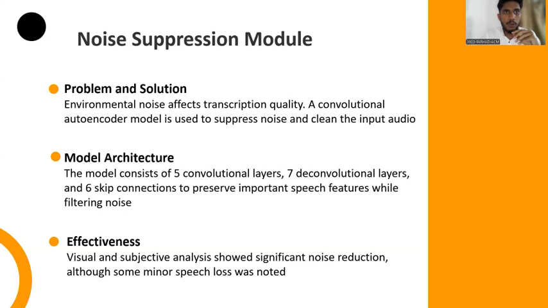Our model features 5 convolutional layers that process the input audio, extracting relevant features, followed by 7 deconvolutional layers that reconstruct the clean audio. A key component here is the inclusion of 6 skip connections. These connections are crucial because they allow important speech features from earlier layers to bypass deeper processing, preventing their loss during the noise reduction process. Think of it as a shortcut for essential information.